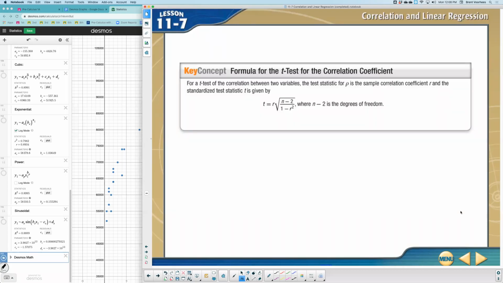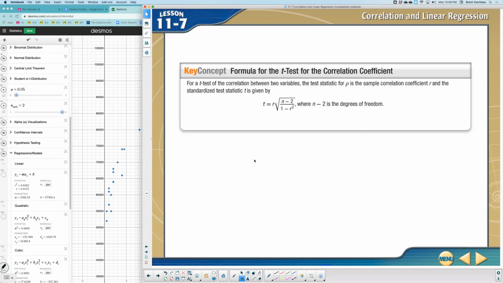All right, example 2. It says here there's a formula for a t-test on the correlation coefficient. For a t-test of the correlation between two variables, the test statistic for the population correlation is the sample correlation coefficient r, and the standardized test statistic is given by this formula, where n minus 2 is the degrees of freedom. And so we'll see that as we go through here on the next problem.